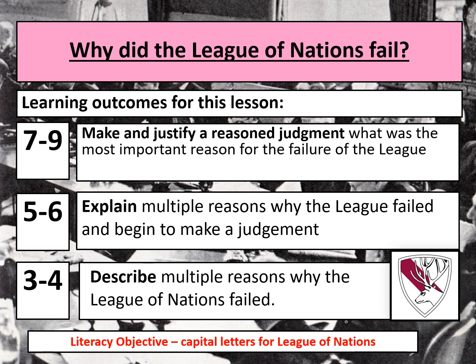So, our ambition today is to make sure that we know why the League of Nations failed. Over the last couple of lessons, we've been looking at incidents in both Manchuria and Abyssinia. So what we're going to hopefully be able to do by the end of today is make a reasoned judgment about the most important reason or reasons for the failure of the League. We're going to be having a look at the strengths, the weaknesses, and be able to see that there's actually multiple reasons for why the League of Nations failed.